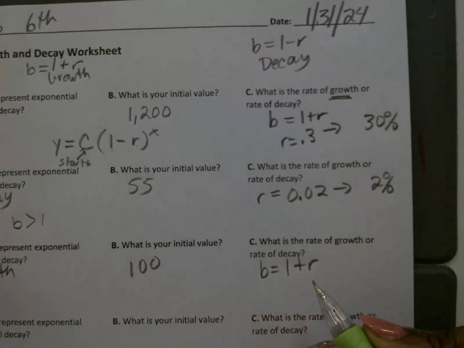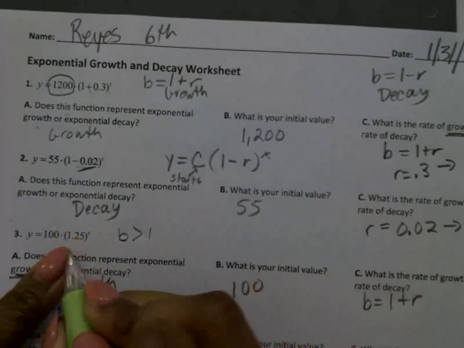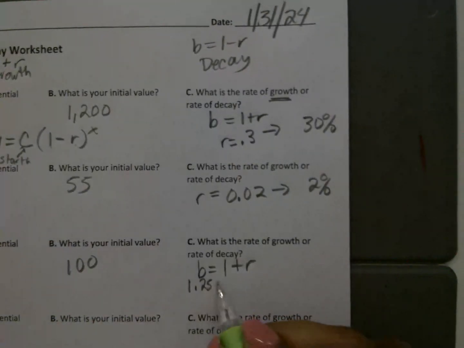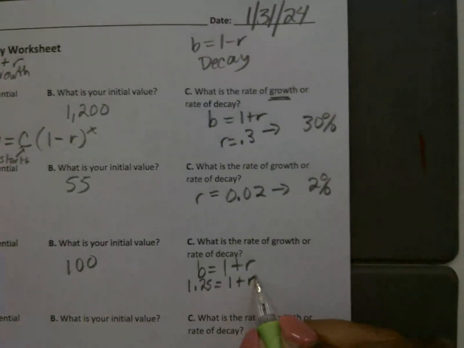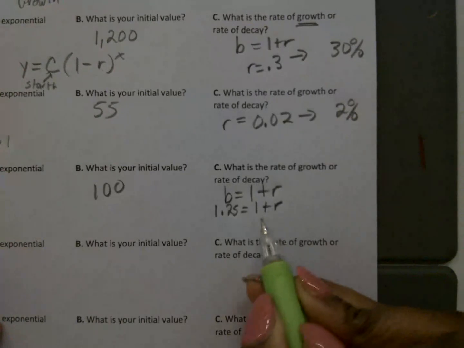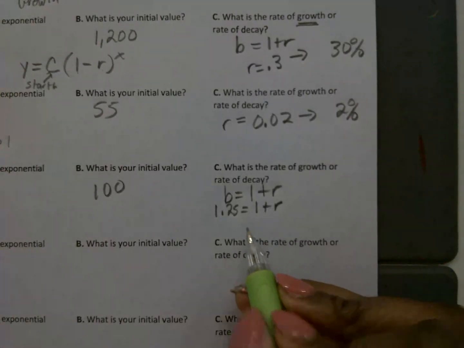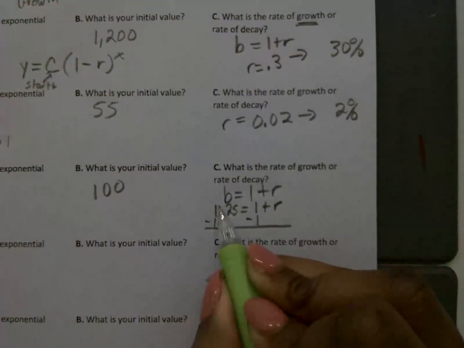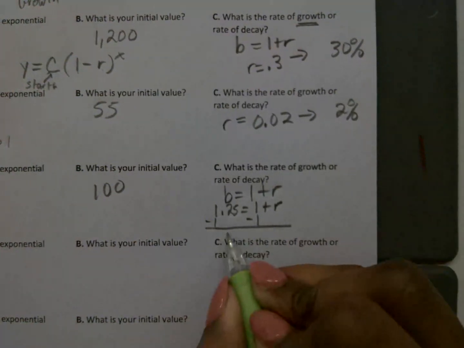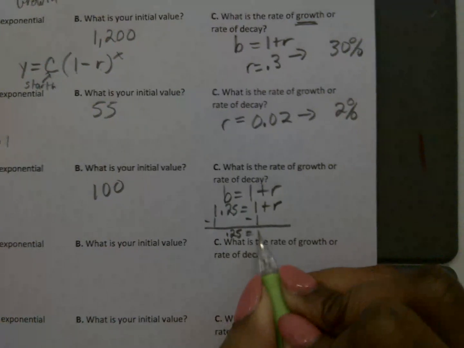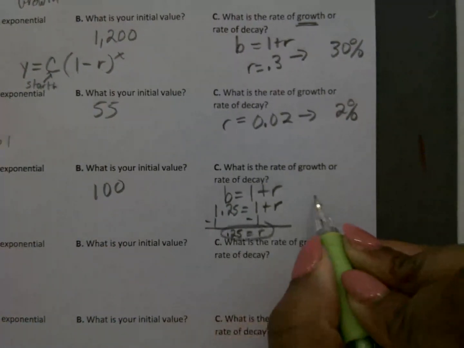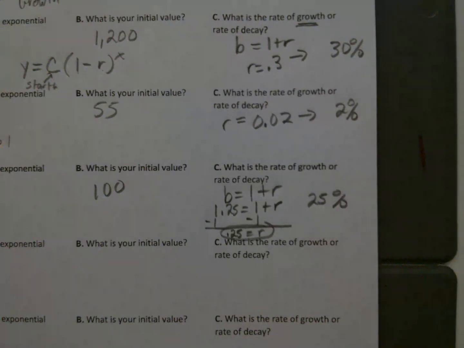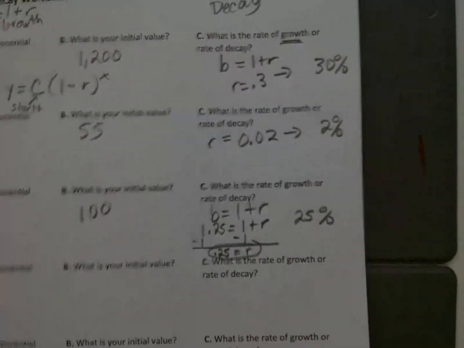So your B again is this number right here in the parentheses. This is your B. So you plug that in here. 1 plus R. And now you solve for R. So when you solve for R, you're going to subtract 1 on both sides. This is going to give you 25 hundredths. Okay. So this is going to be 25%. That decimal converted to a percent.